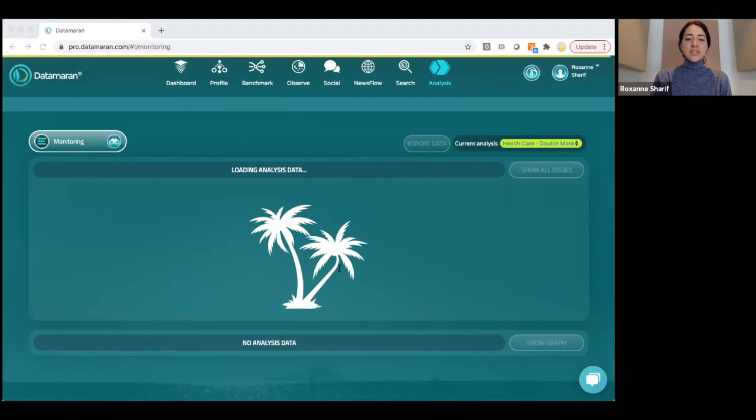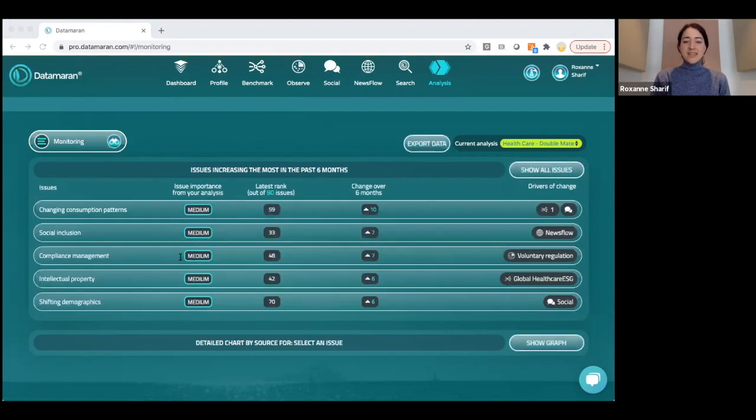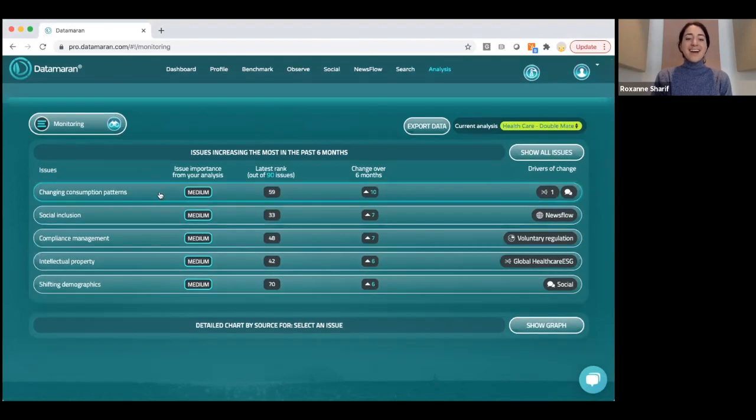So clients really use this feature to spot trends and proactively address issues that they might not have seen coming. As we've seen, issues are dynamic, and these insights can be used to inform decision makers, whether it's to launch a program or a campaign to address the issue. So here we go, changing consumption patterns. That issue has actually increased in rank 10 times.